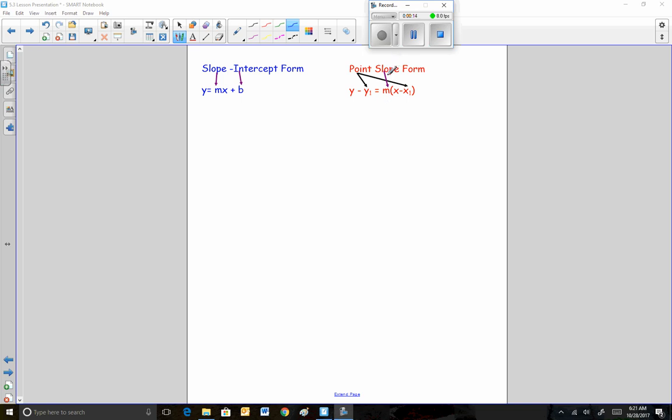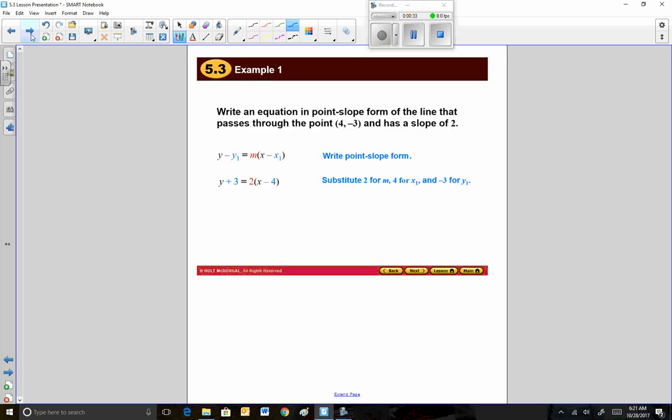Okay, you still have a slope, still m right there, but this time you can use a point and only one point. For example, this would be the x value for that point right in here where it says x1, and where y1 is the y value for that point. So if you're given a point and a slope, you can actually write an equation. Let's take a look at how that works.